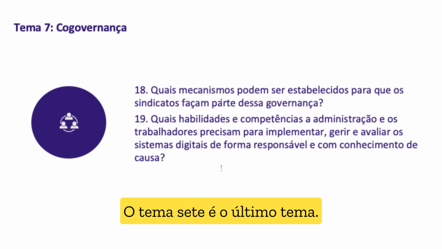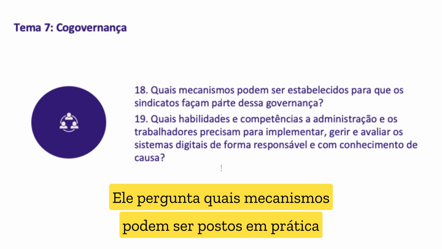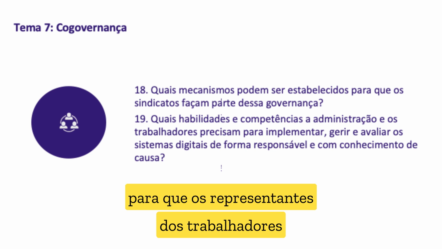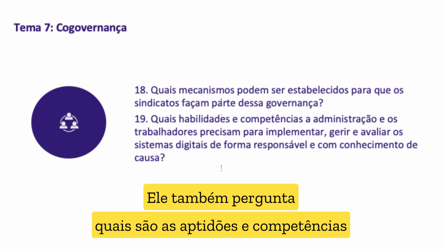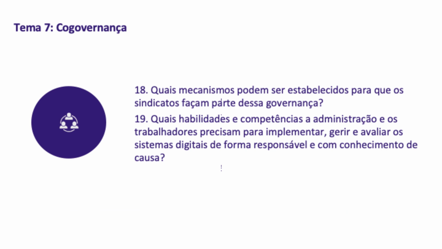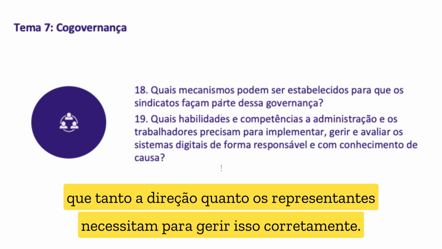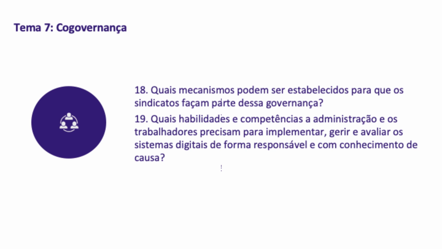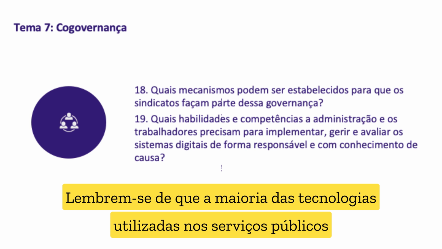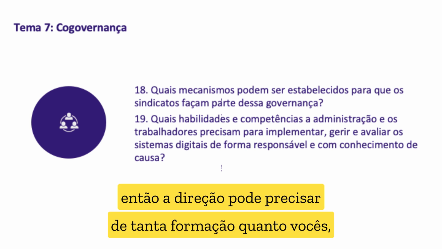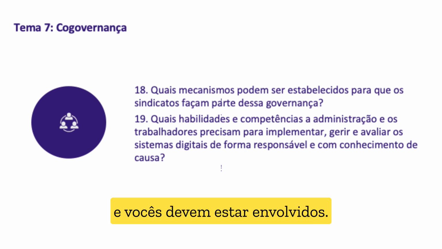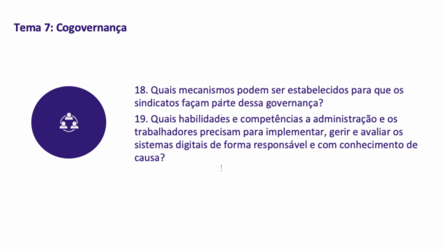Theme 7 is the last theme. It asks what mechanisms can be put in place so worker representatives are part of the overall governance of these digital technologies. It also asks what skills and competencies both management and reps need to do this right. Remember, the majority of tech used in public services are third-party systems. So management might need just as much training as you, and you must be involved.